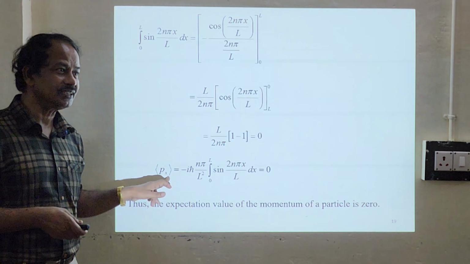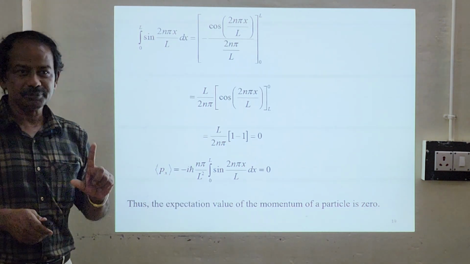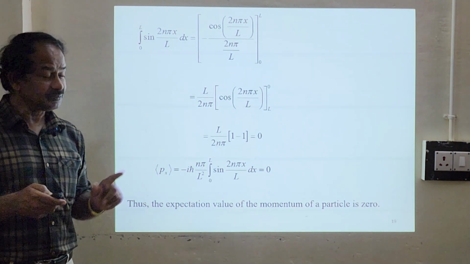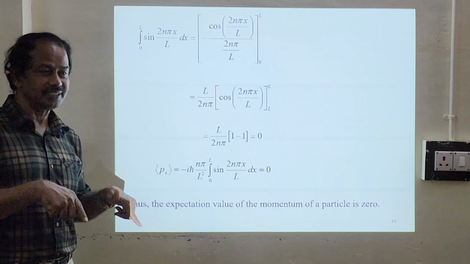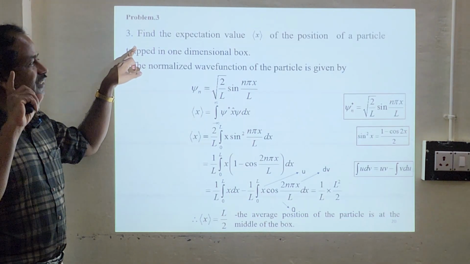Very, very important result. You just remember this one: the expectation value of the momentum of the particle is 0. We are going to apply this result in the next problem. Okay, you remember that answer.